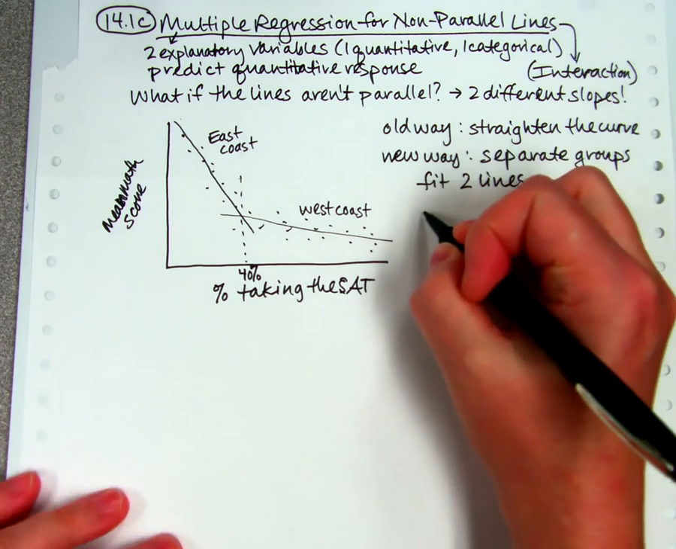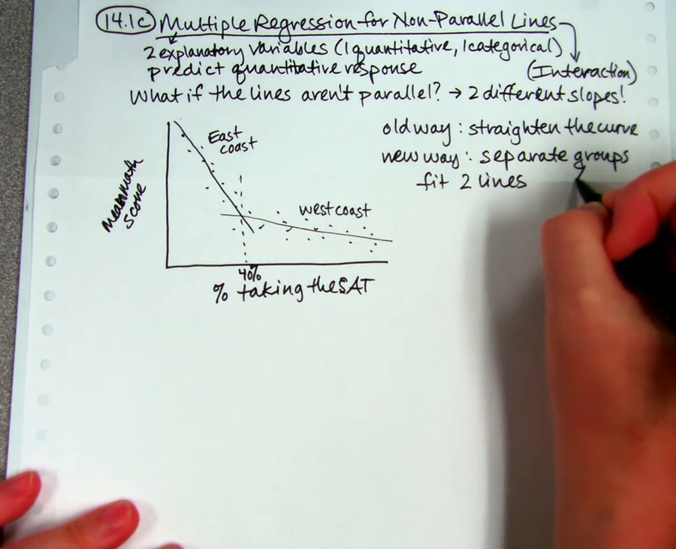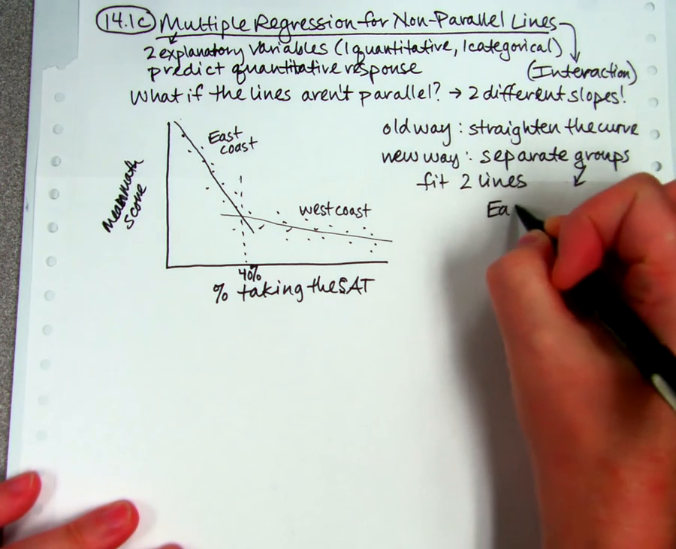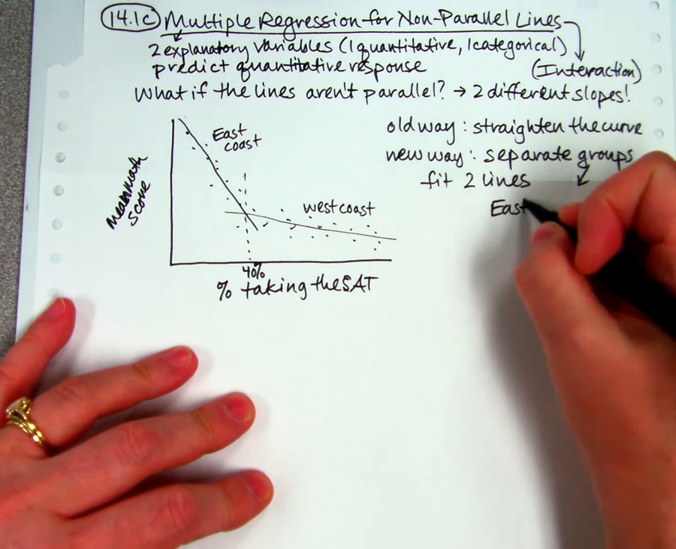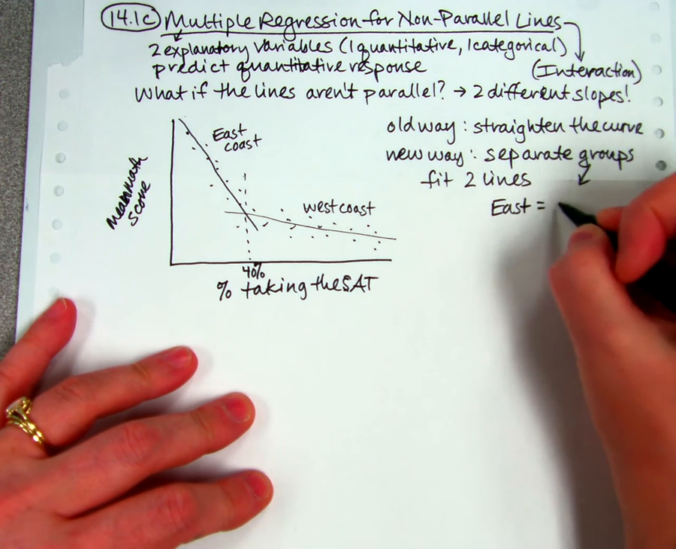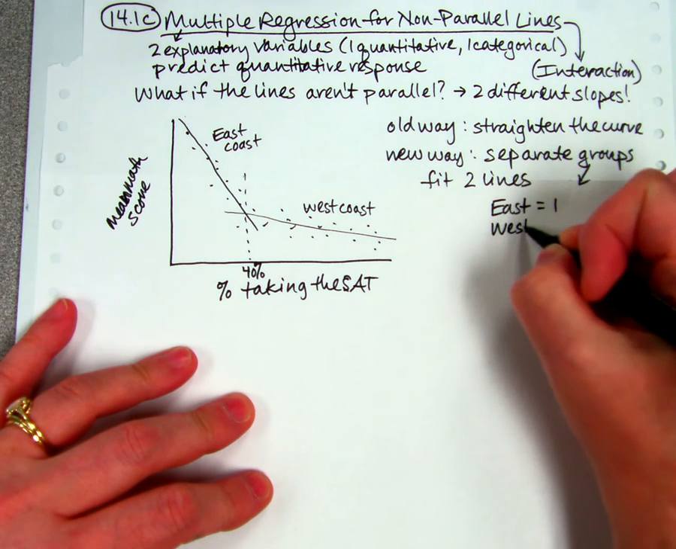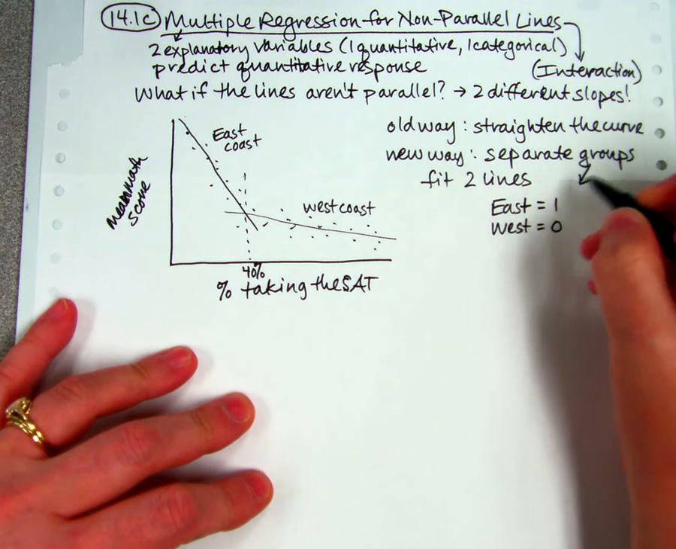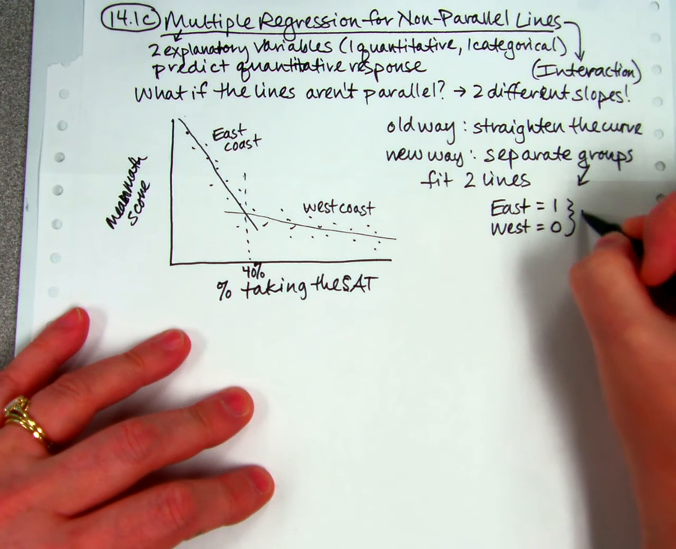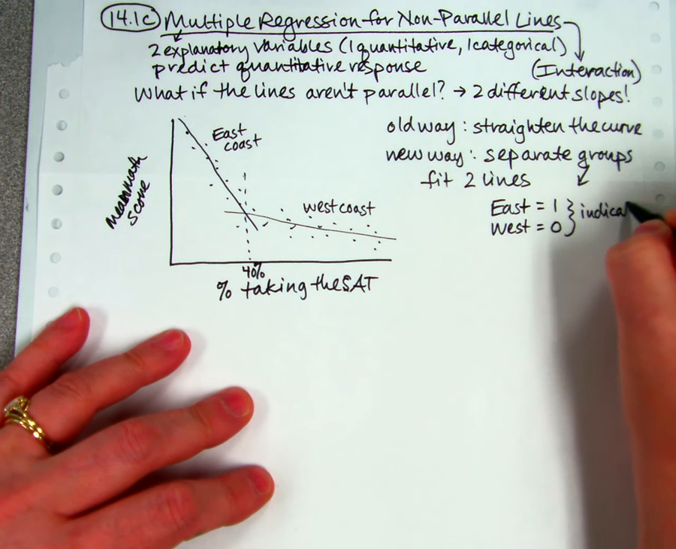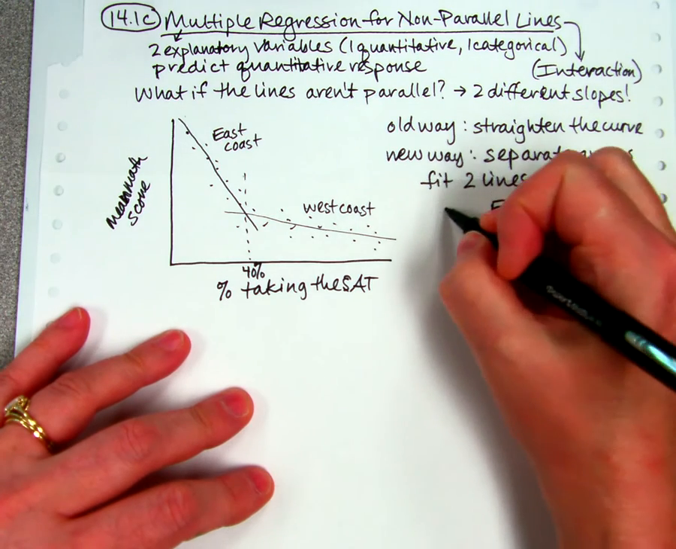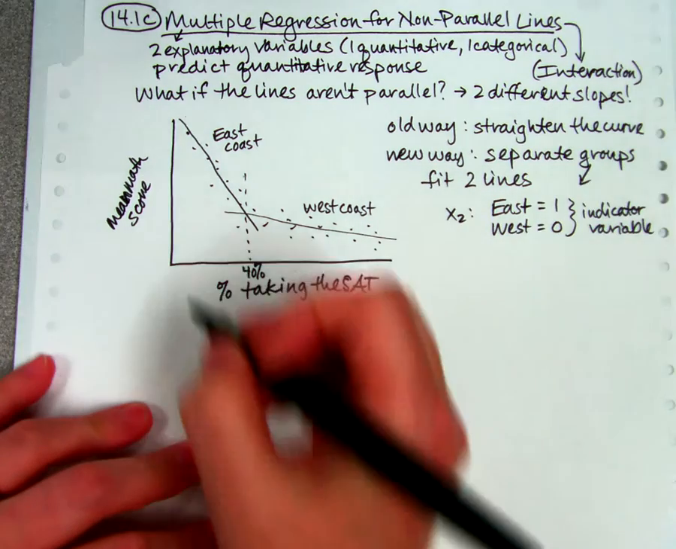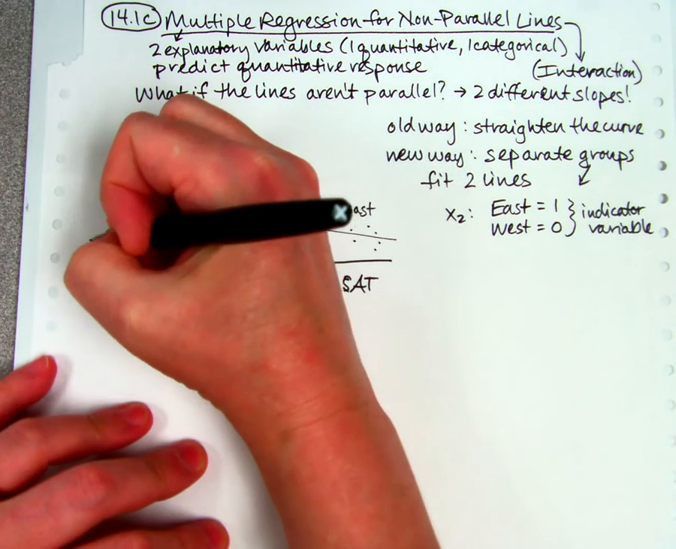So what we're going to do is take our two groups, and we're going to say if it's an East Coast school, remember these are whole schools, not individual scores, then we're going to call it 1, and if it's West, we're going to call it 0. Usually it's 0 and 1. Remember, this is called an indicator variable. And we're going to call that x2, like we did before.